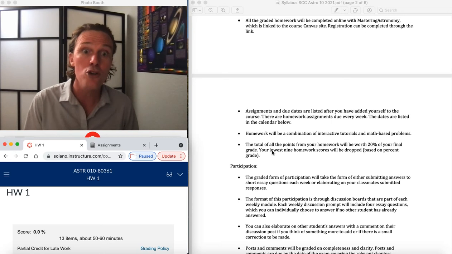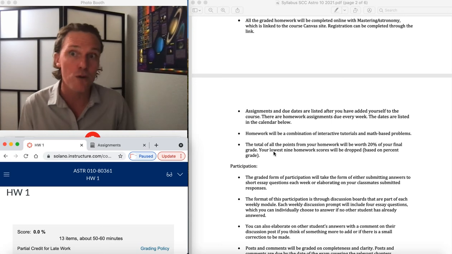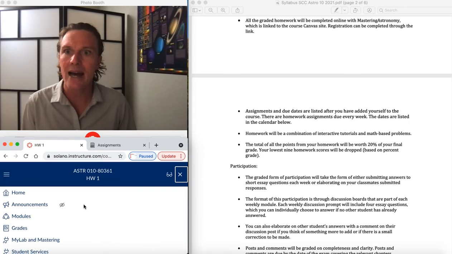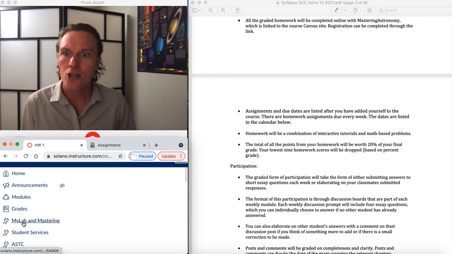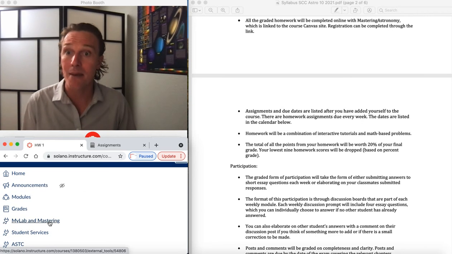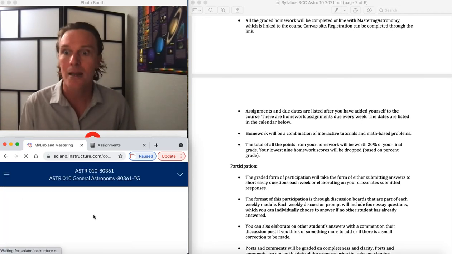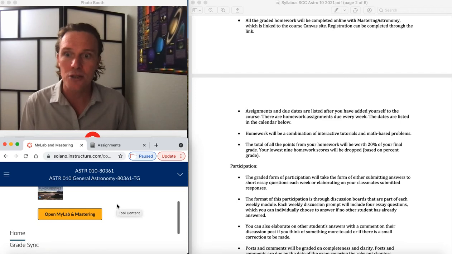So the total of all your points from your homework is worth 20% of your overall grade, so a fifth of your grade, okay? So now let's talk a bit more about the homework and how you access it. So you can see here there's a tab that is My Lab and Mastering. Now that one shows up on my version of Canvas and will also show up on yours. So if you take a look at My Lab and Mastering, you can see mine says Open My Lab and Mastering.